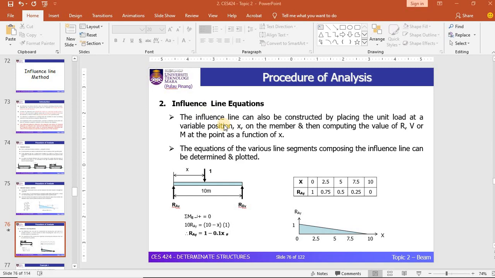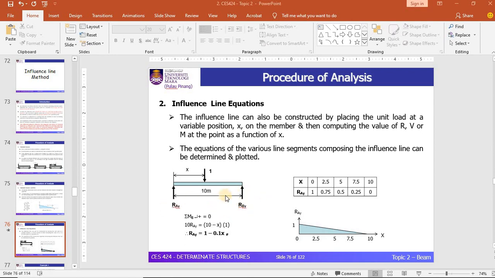Okay, using the equation is more flexible than using the first method, which is the tabulated values. By using the influence line equation, you need to establish an equation. For instance, this slide shows how we can develop the influence line diagram. I can shorten that term to ILD.